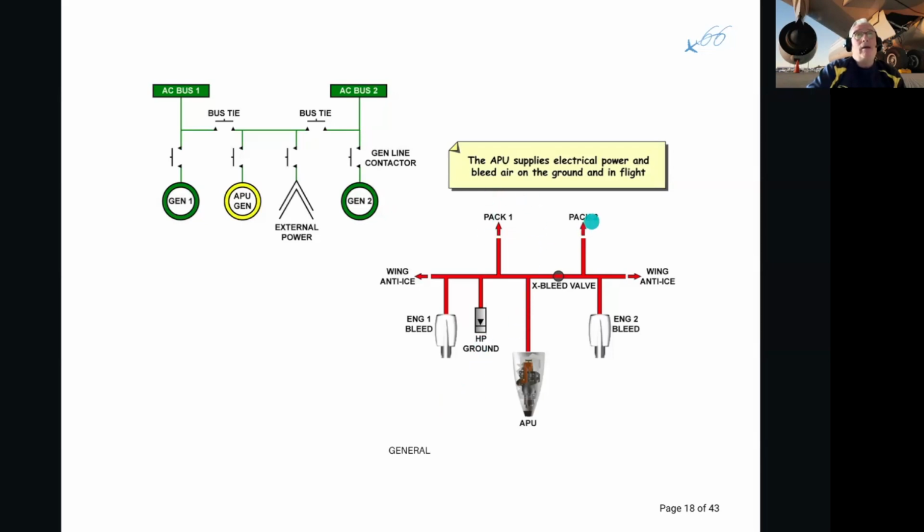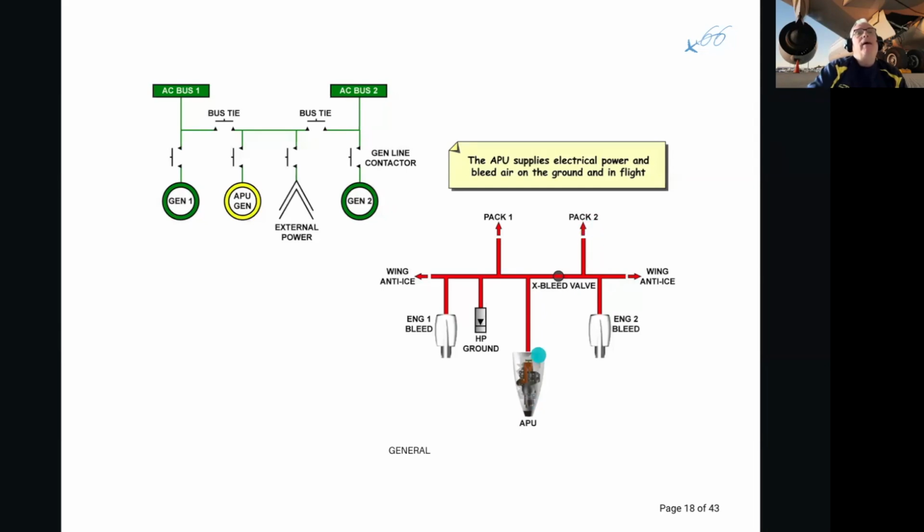For the air conditioning through pack 1 and pack 2 to operate, it needs high pressure air. For the high pressure air to come to the packs, it needs a supply from somewhere. So on the ground, engines off, the APU is working. If the APU is working, it will supply the 30 odd PSI of hot air that will come to the packs. Remember we said on the packs we get hot air around about 25, 30 PSI, 200 degrees Celsius. That's what comes to the pack. And through the cross bleed valve, I can, with one supply, offer air to two packs.